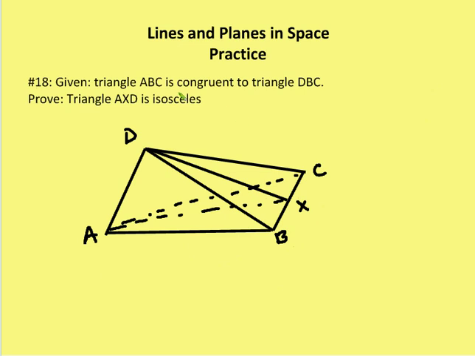All right, my next question, I have triangle ABC. It's congruent to triangle DBC. And I want to prove that triangle AXD is isosceles. All right, so we're going to mark up the diagram and then we're going to go through the proof.